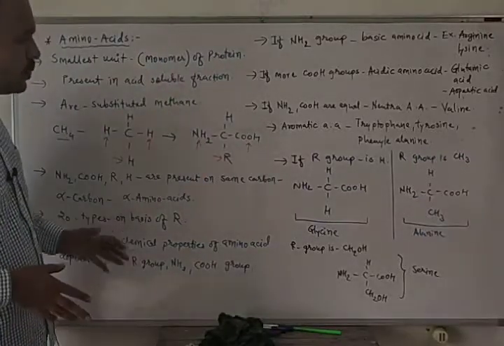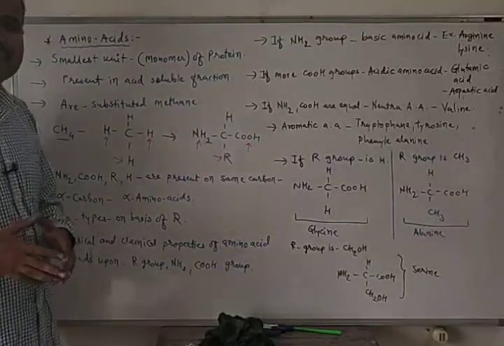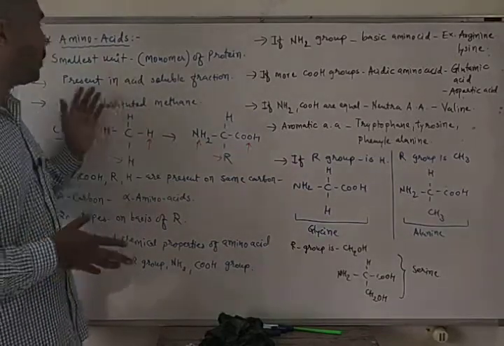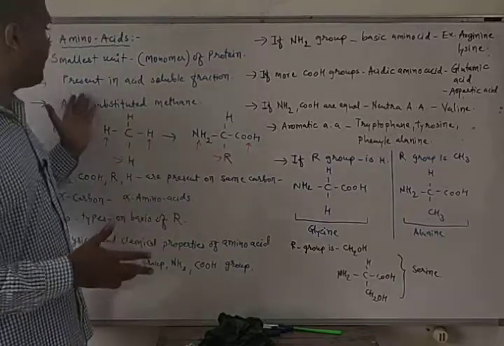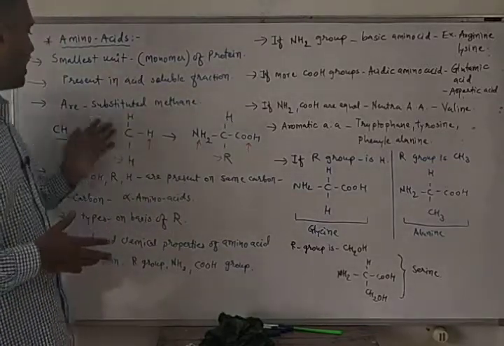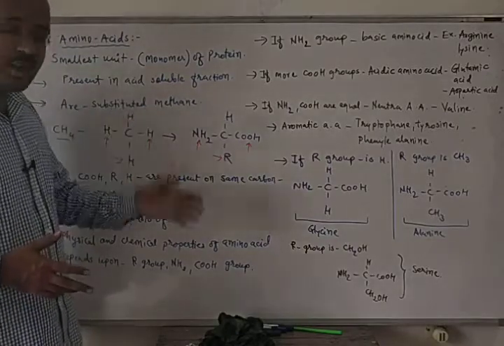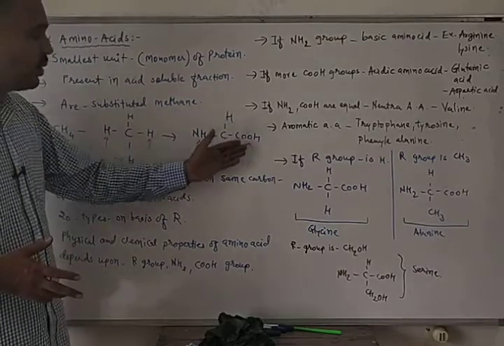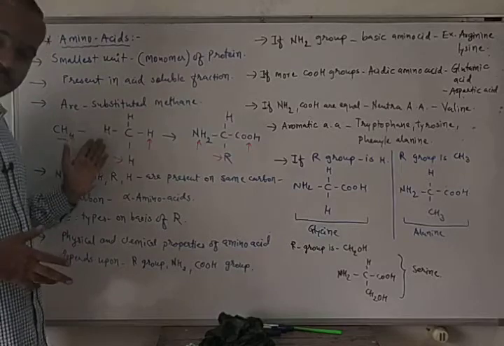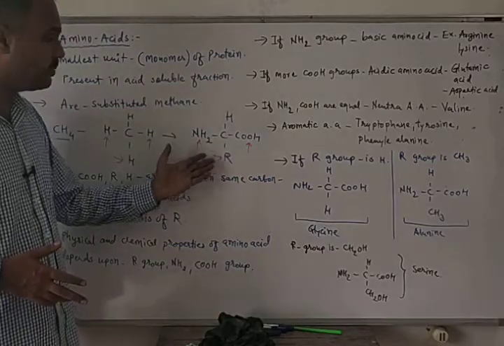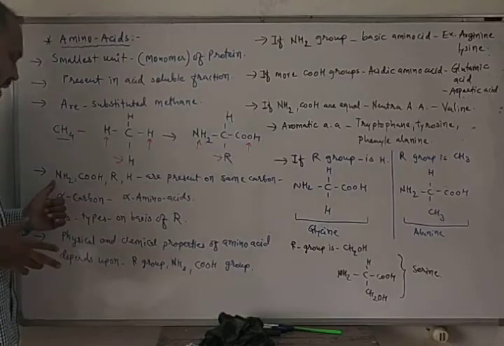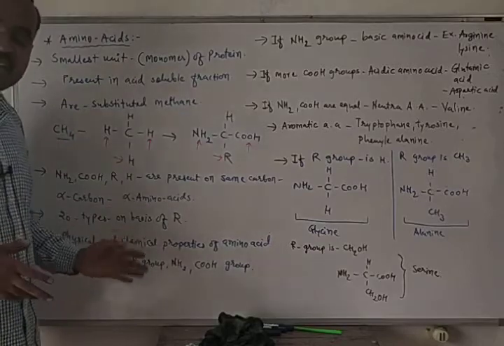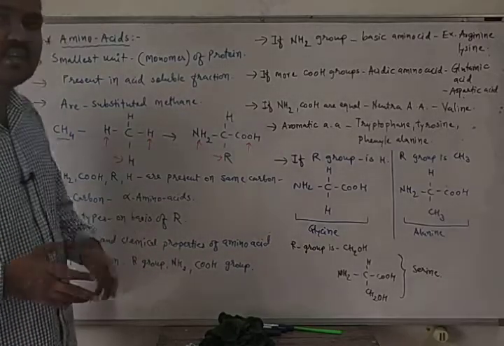So what we have learned so far: amino acid is the smallest unit of the protein. Amino acid is known as the monomer of the protein. Protein is the polymer of amino acids, and amino acids are found in the acid soluble fraction, and they are substituted methane. For example, this is the structure of methane, and if we substitute 3 hydrogens by amino, carboxyl and R group, then we get the structure of the amino acid. Amino, carboxyl, R and H groups are present on the same carbon, so that carbon is known as alpha carbon, and these amino acids are known as alpha amino acids.